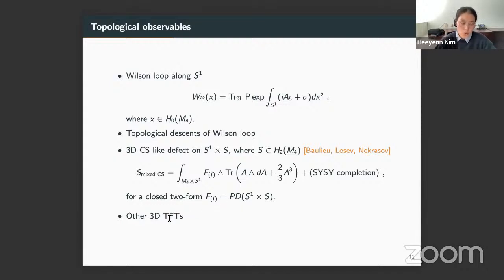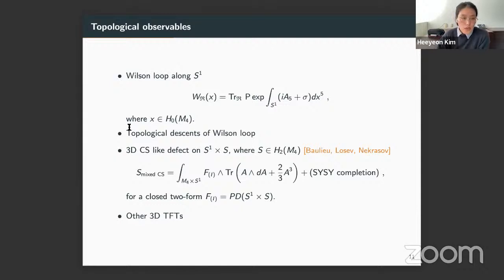And in addition to that, you can also consider coupling to other 3D topological field theories. For example, you can consider coupling some topologically twisted 3D N=4 theory that possibly has some SU(2) global symmetry, so that you can gauge it to couple the theory to the 5D.